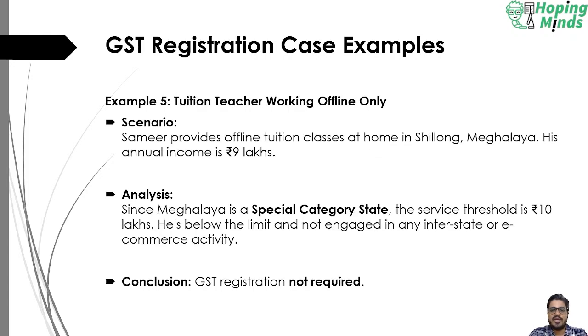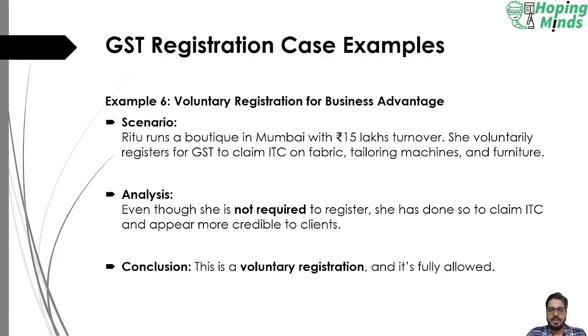Next, tuition teacher working offline only. Samir provides offline tuition at home in Shillong, Meghalaya. His annual income is 9 lakhs. Will he be required to obtain registration? Since Meghalaya is a special category state, the service threshold is rupees 10 lakhs. He is below the limit and not engaged in any interstate or e-commerce activity. Hence, GST registration is not required. But as soon as his turnover surpasses rupees 10 lakh, he must get registered under the GST.